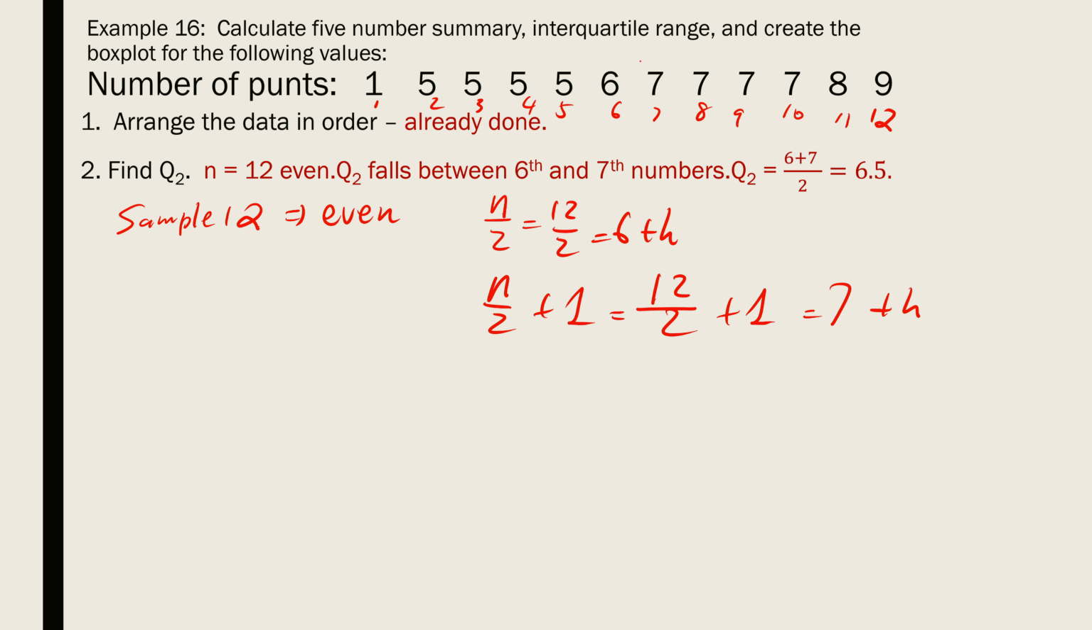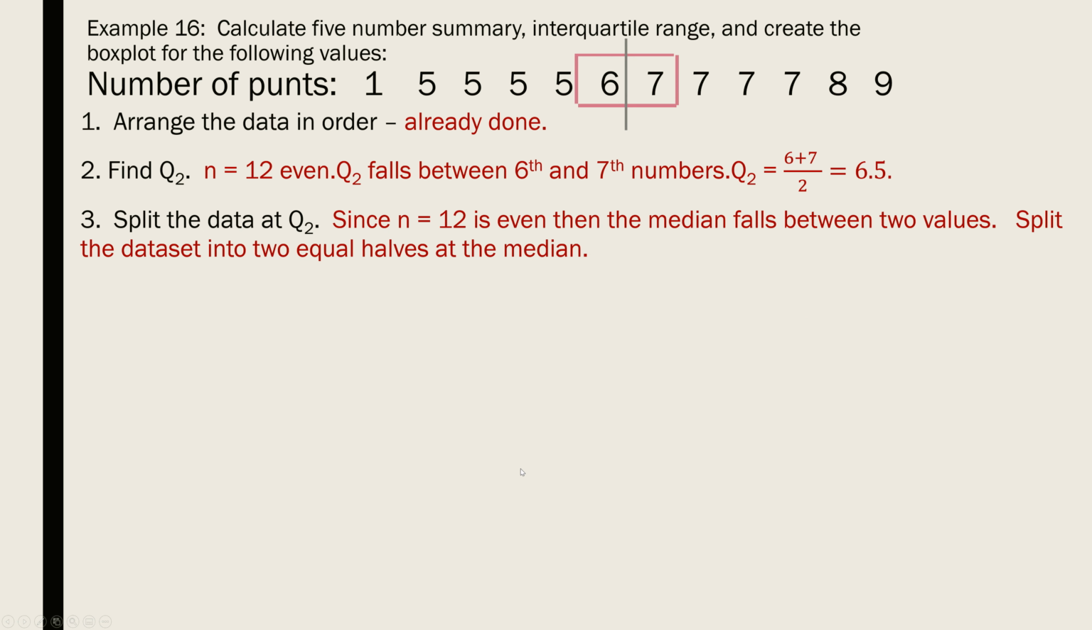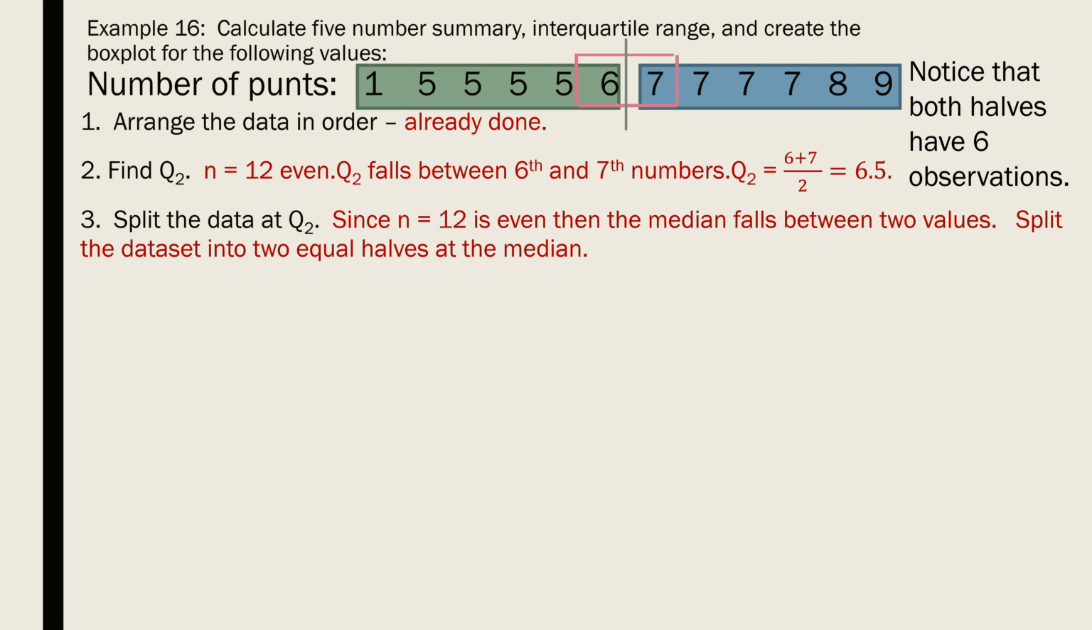So the median should be the average of this number and this number. That's why we use 6 plus 7 and divide by 2, which equals 6.5. Then we split the data at Q2. Since the sample size is 12, which is even, the median falls between two values. Split the data set into two equal halves at the median. We know that both halves have 6 observations.